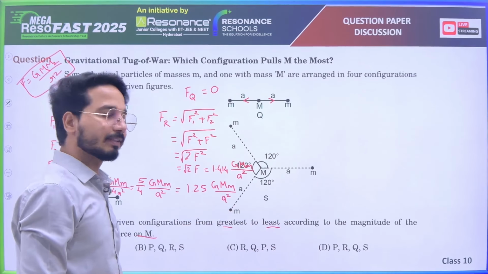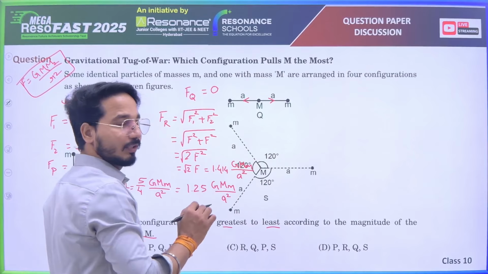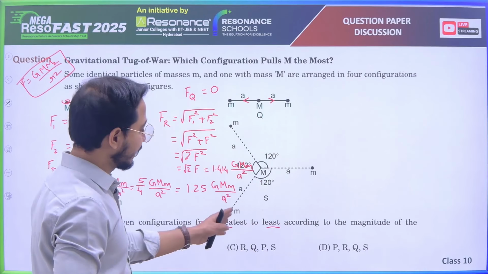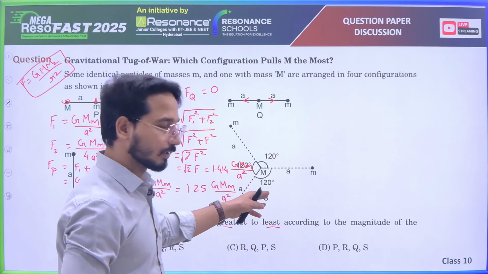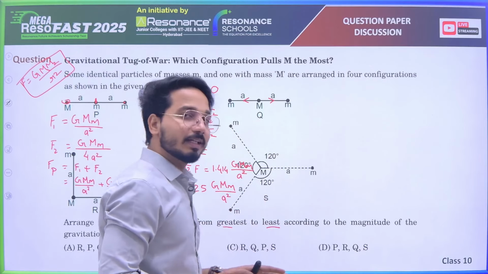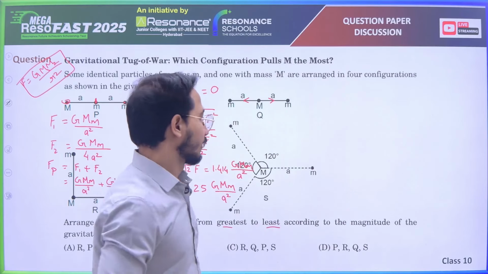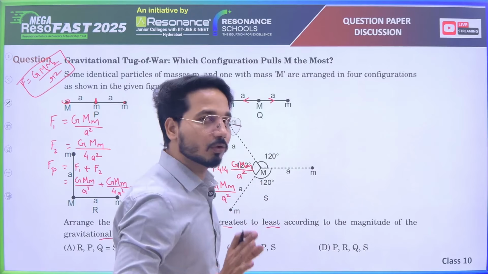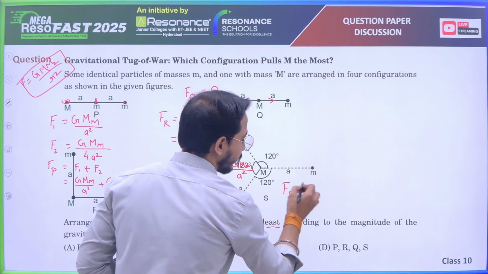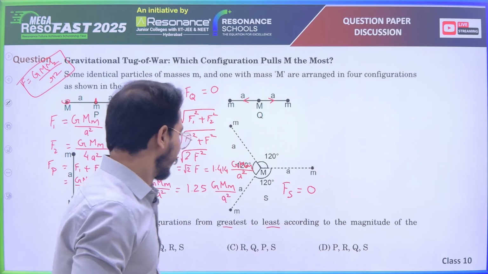Now at point S, by seeing the configuration, they are all at equal angles of 120 degrees and of equal magnitude. The forces acting at point M in this figure are all of equal magnitude. We know that the vector sum of three forces of equal magnitude is 0. So the vector sum over here will be equal to 0. The net force acting over here will be 0, right?